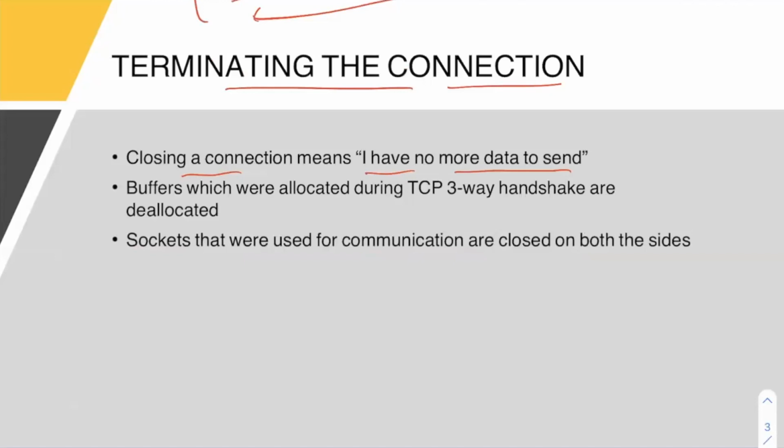Now what happens after terminating the connection? Buffers which were allocated during the TCP three-way handshake are deallocated. As I discussed in my last video, in the three-way handshake buffers are allocated on both the client and server sides for storing data of a TCP segment. When the connection is terminated, these buffers will be deallocated on both sides. Also, the sockets that were used for communication will be closed on both sides.